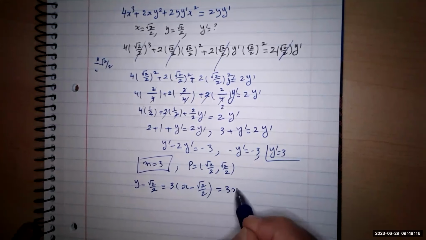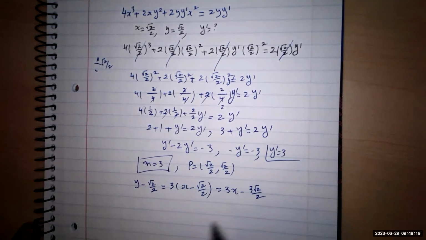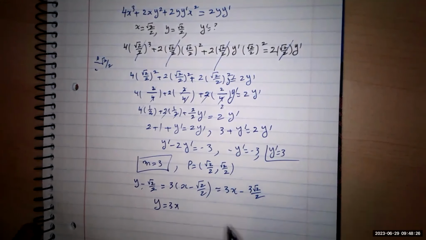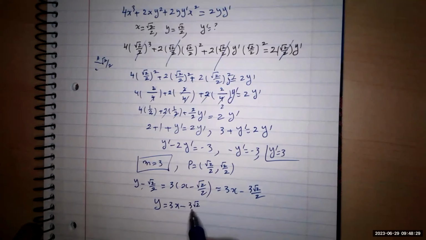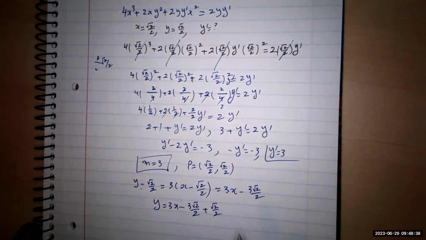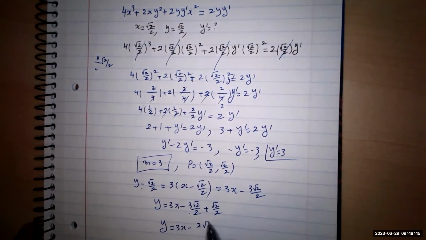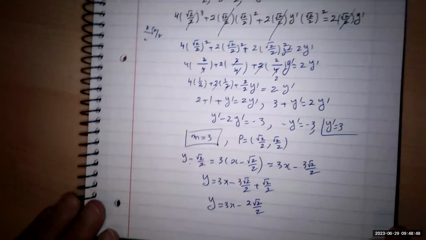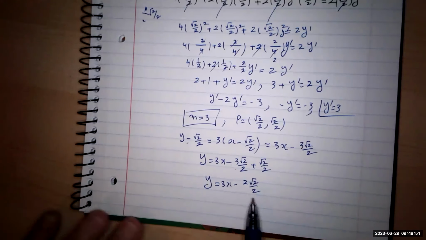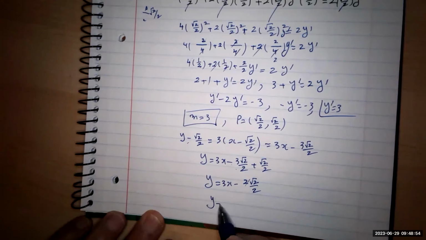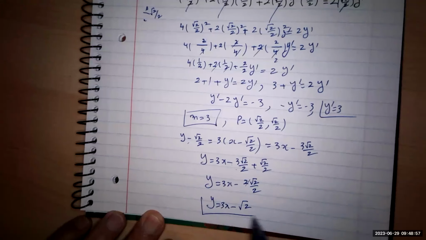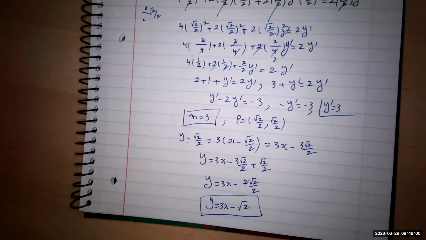It's going to be 3x minus 3 radical 2/2. You add this radical 2/2 to the other side. So y would be 3x minus 3 radical 2/2 plus radical 2/2. So you combine these two together, it's like negative 3 plus 1, which is negative 2. So it's going to be y equal to 3x minus 2 radical 2/2. So these two would cancel out. So the final answer, 3x minus radical 2. So that gives you the equation of the tangent line.